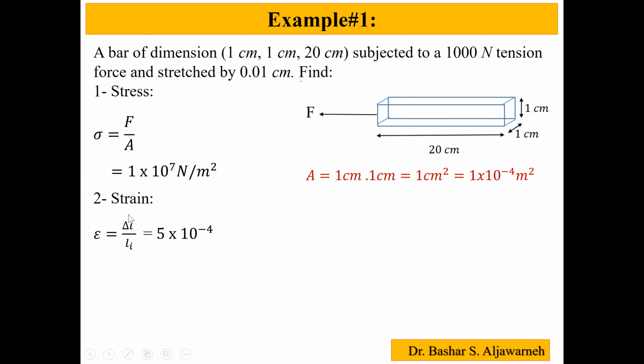Second, calculate the strain. We know the strain is delta L, which is given here, 0.01 centimeter, divided by the original length, which is 1 centimeter. Number 3, calculate Young modulus. We calculated the stress and the strain from part 1 and part 2. So all we have to do is just divide the stress by the strain, then Young modulus will be 2 times 10 to the power 10 Newton per meter square.